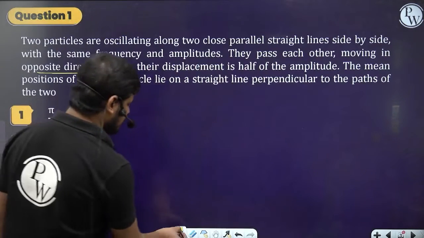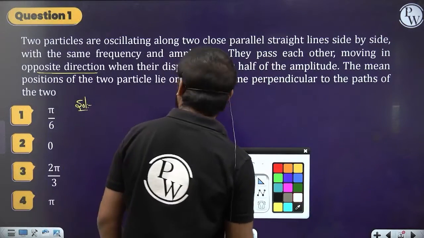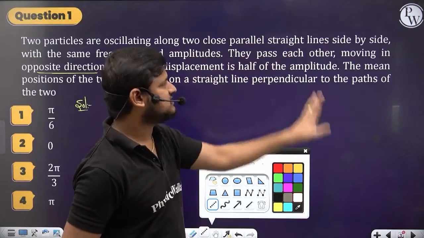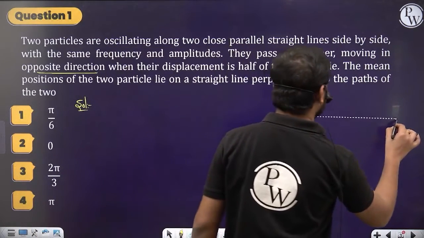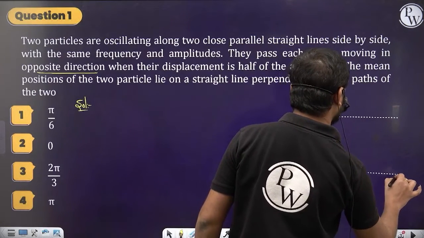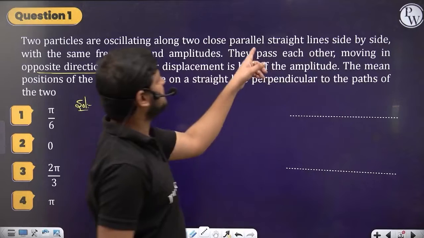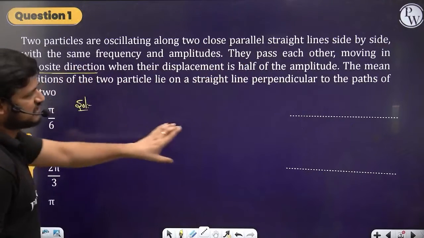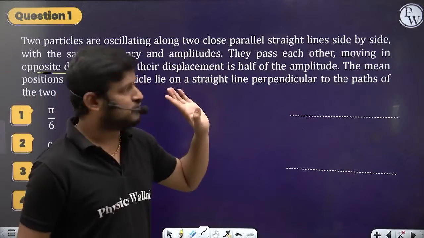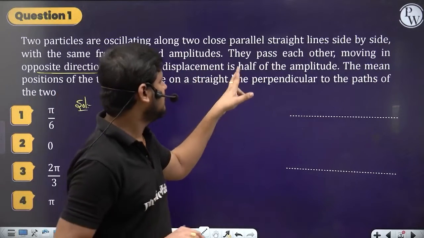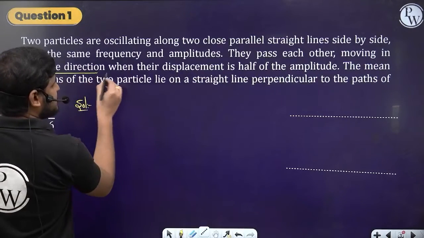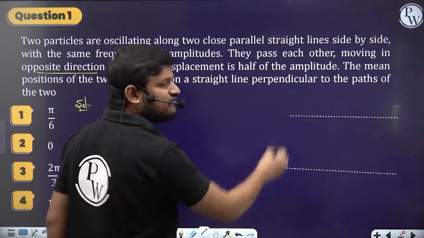Try to understand this concept. There are two particles oscillating along two close parallel straight lines. One particle is moving this side in this path, and the other particle is moving along a parallel straight line, side by side, like this, with the same frequency and the same amplitude both. First understand the question in detail. They pass each other moving in opposite directions when their displacement is half of the amplitude.